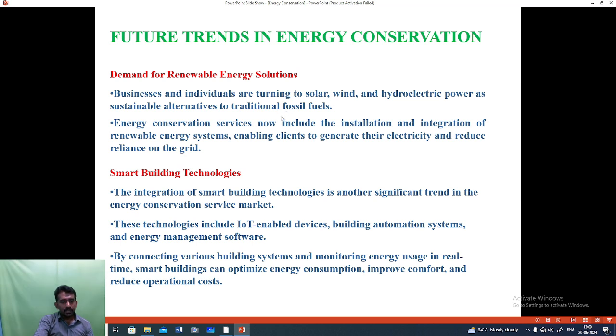These services now enable clients to generate their own electricity and reduce their reliance on the grid. They don't depend on the grid for their energy; they produce their own energy. This is one of the first steps in energy conservation, that is the demand for renewable energy solutions. And coming to smart building technologies, it includes IoT enabled services, that is communication between each and every device and the controller or manager of a particular smart building.